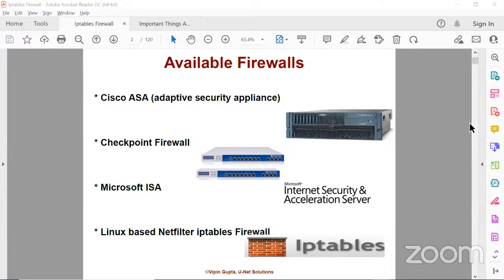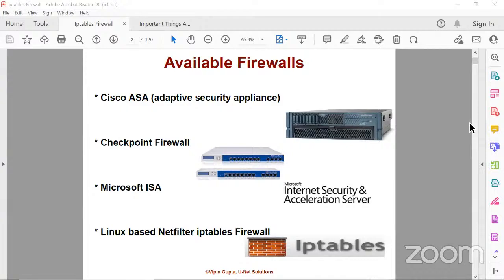When we say filter, that means I want to stop a certain type of traffic. Suppose I want to block HTTPS, or I do not want a certain person to download a certain thing, or I do not want a certain person to remotely access my system. So what we are doing is filtering the traffic. 90% of the firewalls that are available are filter firewalls.